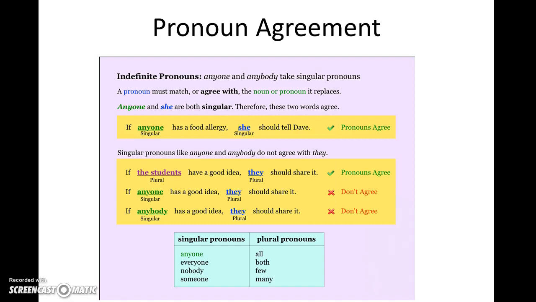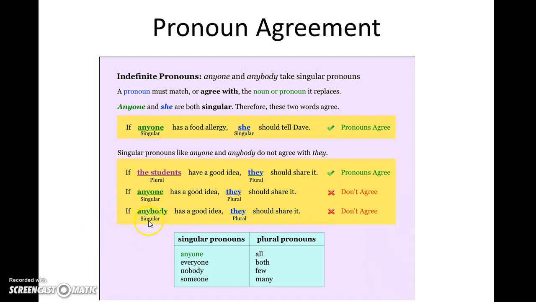All right? Look at some of these. If the students have a good idea, they should share it. The students are plural. There is more than one. Plural means there is more than one. They should share it. If anyone has a good idea, they should share it. This does not agree because remember, anyone is singular and they would be more than one, plural, so they do not agree. This is a very common ACT type question. They'll get you on this. If anybody has a good idea, they should share it.